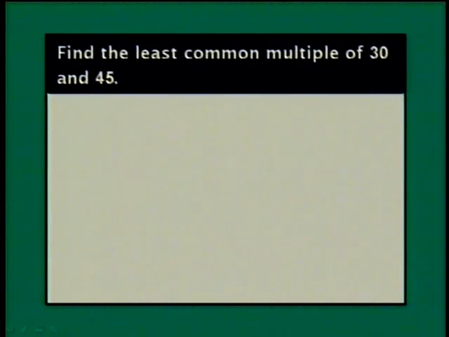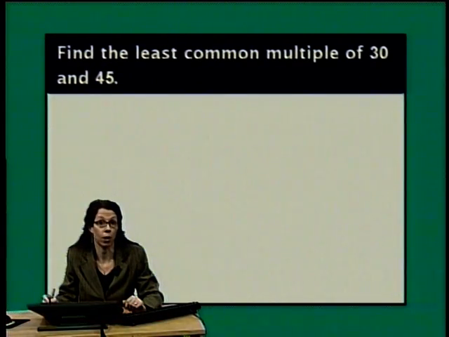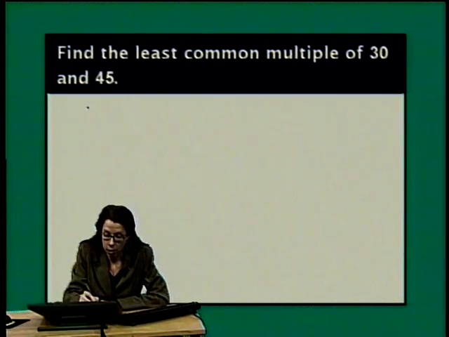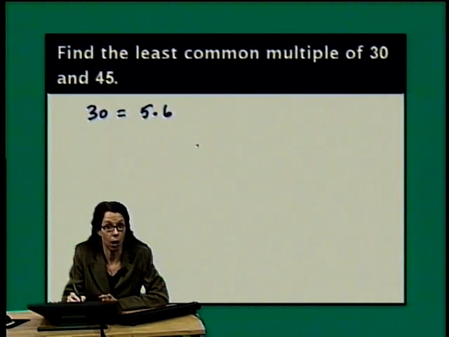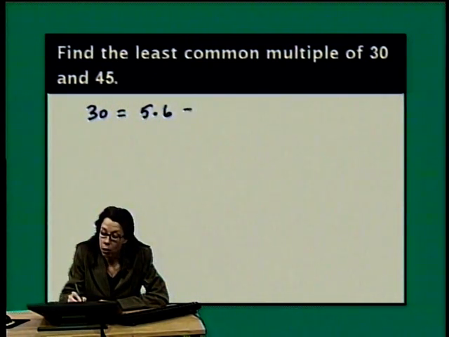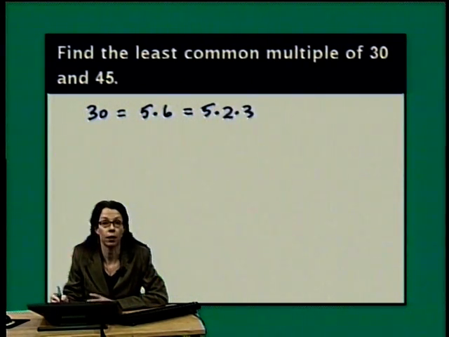Well, let's do that. Let's find the least common multiple of 30 and 45. We're going to start by writing the prime factorizations. So what are the prime factors of 30? Well, I know 30, for example, is 5 times 6. 5 is prime, but 6 is not. So I could factor 6 into 2 times 3. 5, 2, and 3 are all prime.